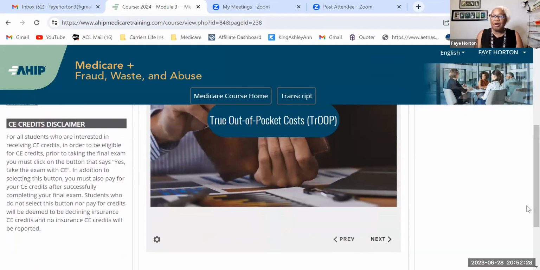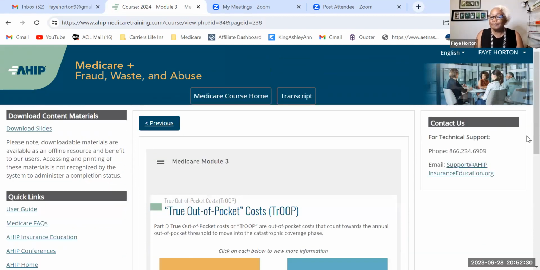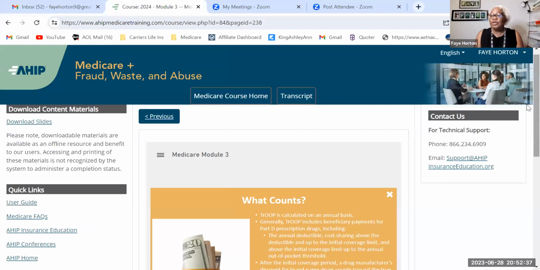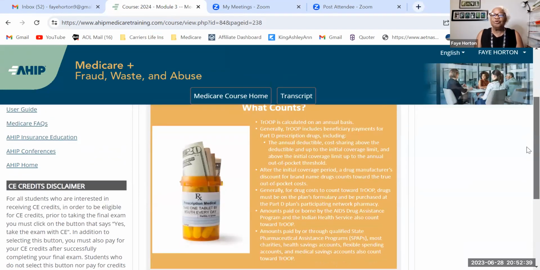True out-of-pocket cost, TrOOP. What counts? TrOOP is calculated on an annual basis. Generally, TrOOP includes beneficiary payments for Part D prescription drugs, including the deductible, cost sharing above the deductible and up to the initial coverage limit, and above the initial coverage limit to the annual out-of-pocket threshold.